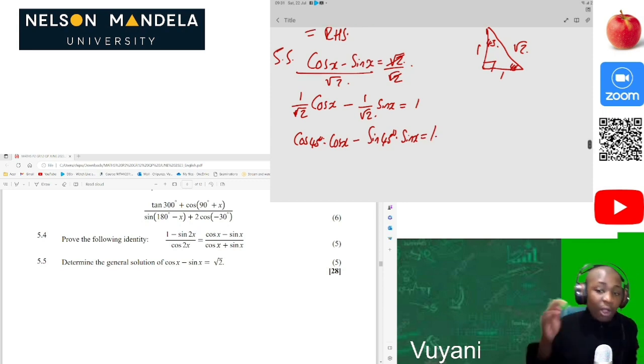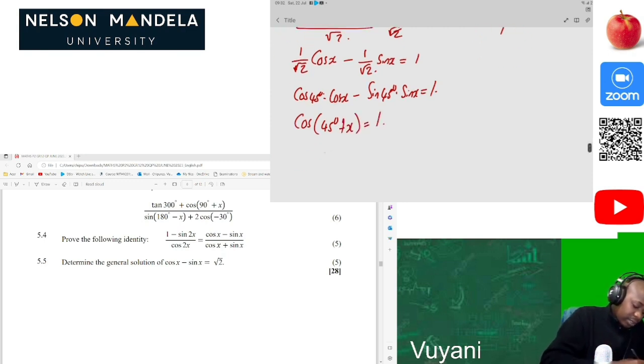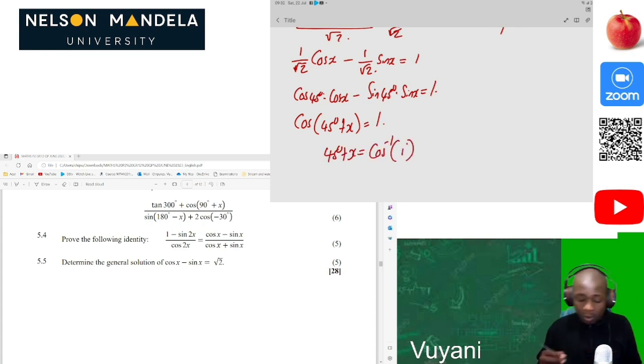So this is now our compound angle. So excited that I was able to see that. Now we can see that this is for cos, so this is going to be cos of 45 degrees plus x equal to 1. Okay, then of course 45 degrees plus x is equal to cos inverse of 1. Then after that we can find the answer there, so that we can have a correct answer in that equation.